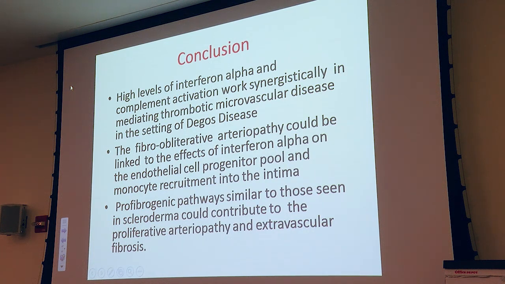So I will conclude by saying that high levels of interferon alpha and complement activation work synergistically in mediating thrombotic microvascular disease in the setting of Degos disease. The fibro-obliterative arteriopathy could be linked to the effects of interferon alpha and the endothelial cell progenitor pool with monocyte recruitment into the intima, and possibly, and there's nothing really to prove this, but pro-fibrogenic pathways similar to those seen in scleroderma could potentially contribute to the proliferative arteriopathy and extravascular fibrosis.